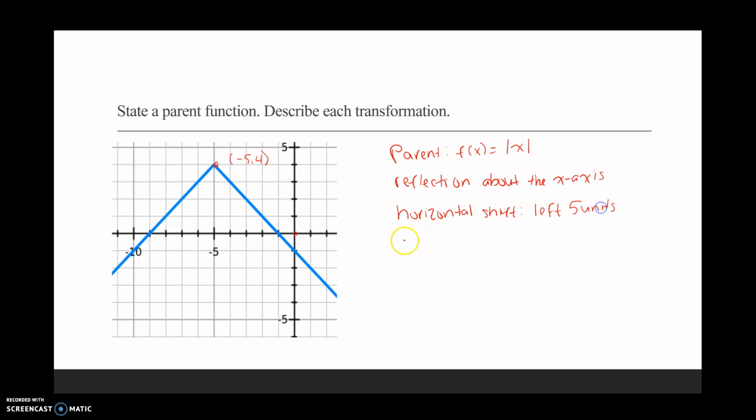And what else happened? There's a vertical shift. And the vertical shift, it is up 4 units. Okay, the last thing we want to check for are those non-rigid transformations. If I go, in this case, because it's reflected, now I'm going to go down 1 over 1 to see if there's another point there. I go down 1 over 1, I found a point that indicates to me there's no non-rigid transformation.